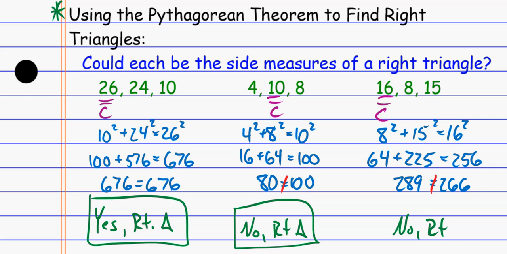All right. So Pythagorean triples are just sets of values, 3 numbers that work for the Pythagorean theorem. And then we can use that same concept to test side lengths to see if I have a right triangle. All right, if the Pythagorean theorem works, then yeah, it could be a right triangle. If it doesn't work, then no, I don't have a right triangle. Okay?